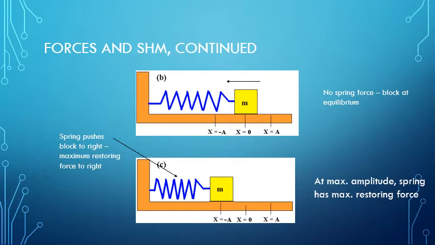At the maximum amplitude, the spring has the maximum restoring force. In between 0 and x equals -A, it has rightward restoring force. It just has less of it. But when it's at negative A, it has the maximum restoring force.